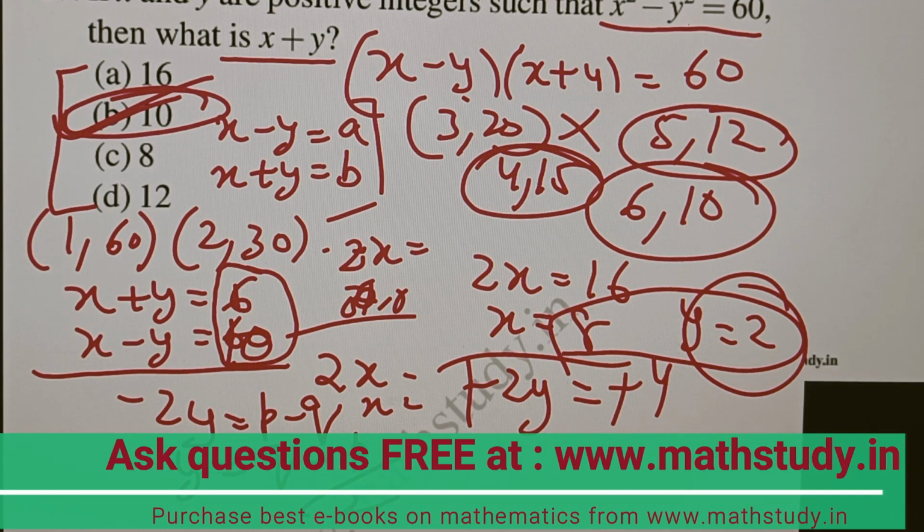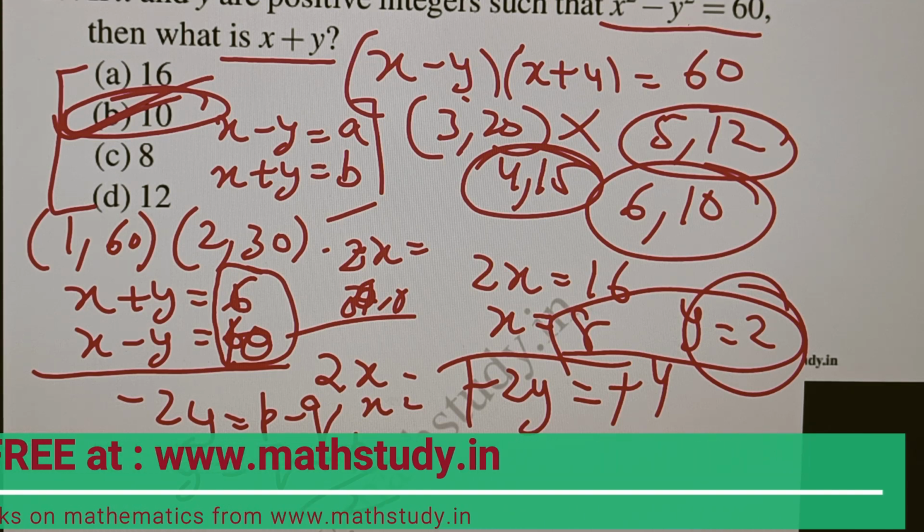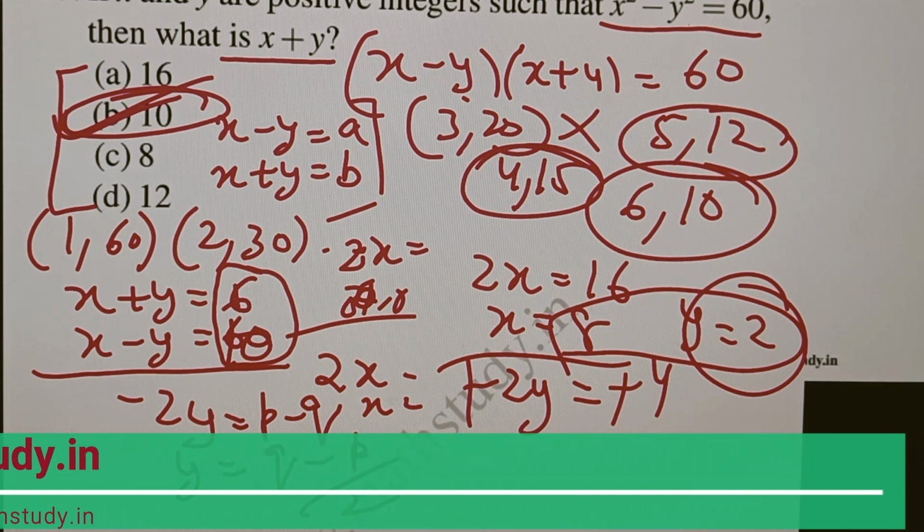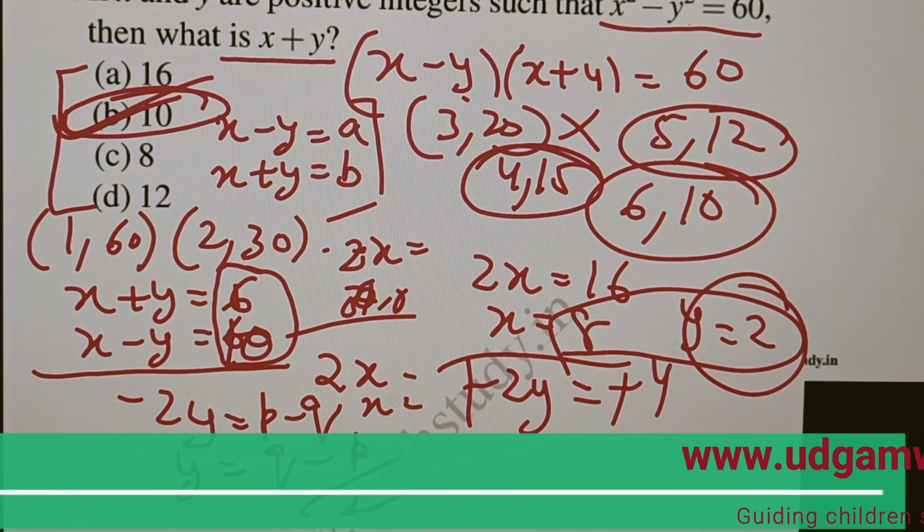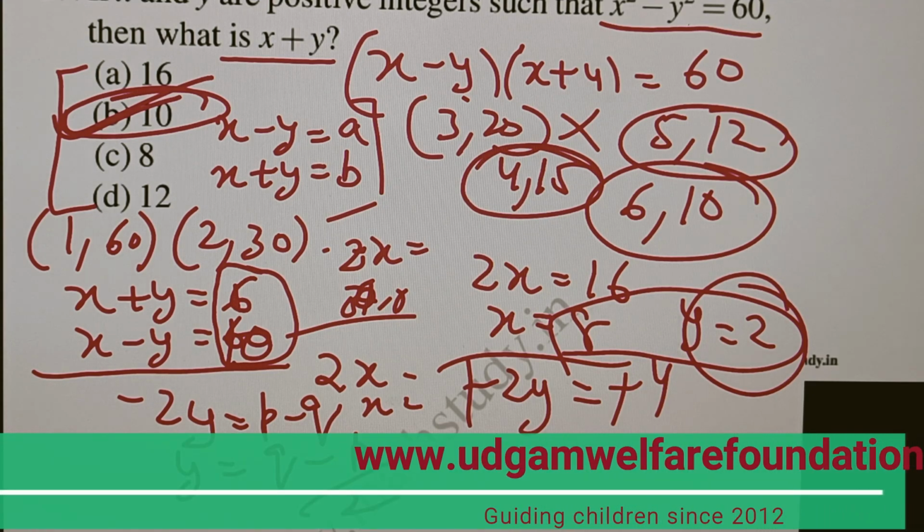So what is the value of x plus y? It is 10 here. So I think this concept is also clear to you. These questions are frequently asked in GRE. Now let's move towards our next question.